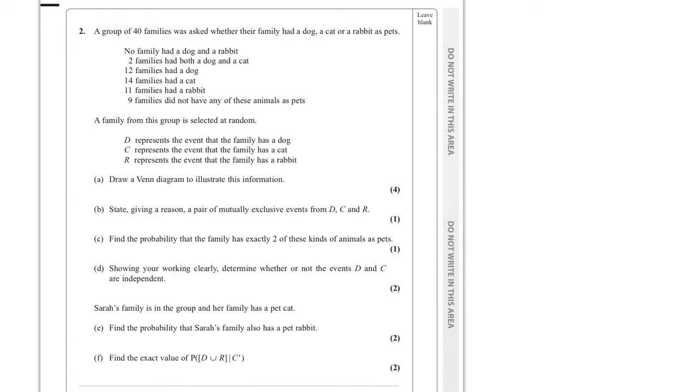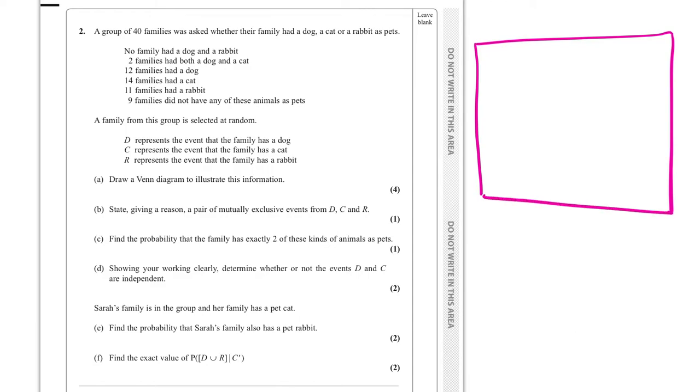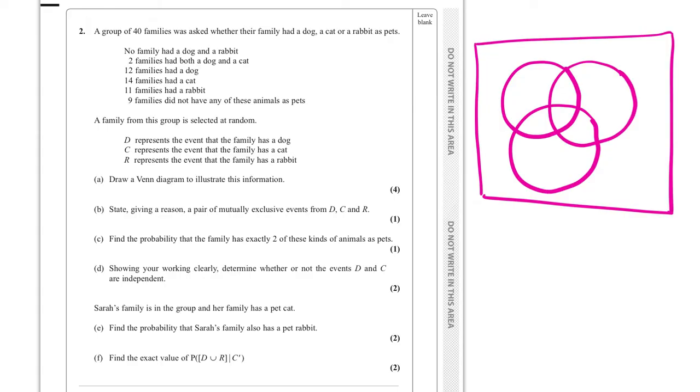Question 2. A group of 40 families were asked whether the family had a dog, a cat, or rabbits as pets. Now, if I've got a dog, cat, and rabbit, how many variables do I have? 3. So I know that my Venn diagram is going to have how many circles? 3. So I'm going to draw a box. I'm going to try my best to draw 3 circles, and then let's start labeling them. Dog, cat, rabbit. Obviously, if you label yours slightly differently, yours will just look a bit different. And what is the total? How much should it be altogether? 40. So we know that 40 should be the total.